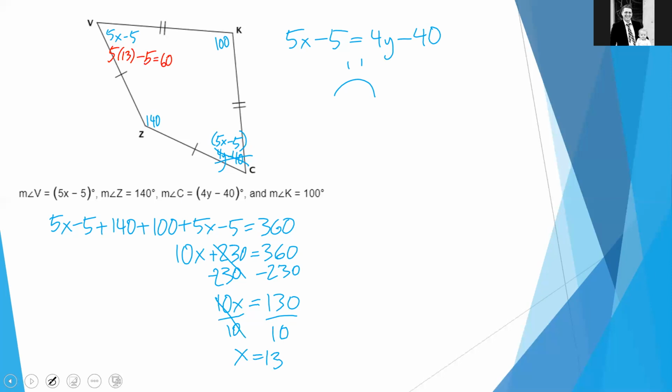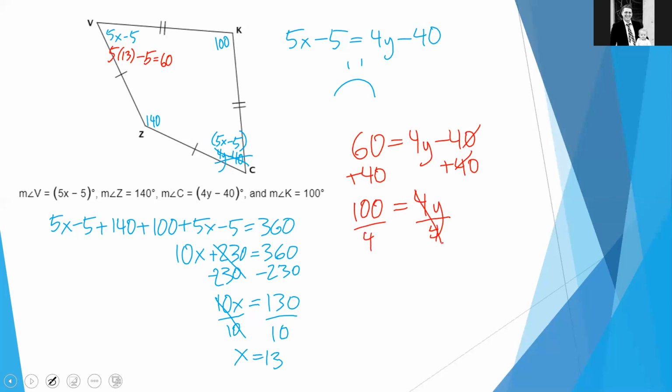I said these two angles were congruent, which means that 60 degrees is equal to 4y minus 40. So let's add 40 to each side. That gives me 100 equals 4y. So I'll divide by 4. y is equal to 25. I could have set up a whole big formula to solve for y, but I would rather substitute in my x value, get the angle measure, and solve a much smaller formula.